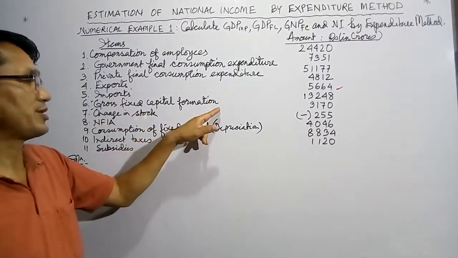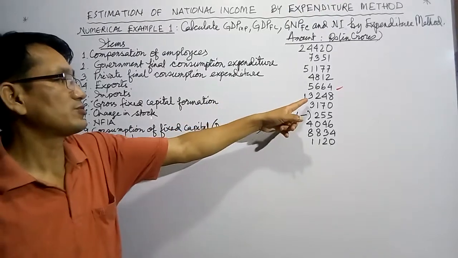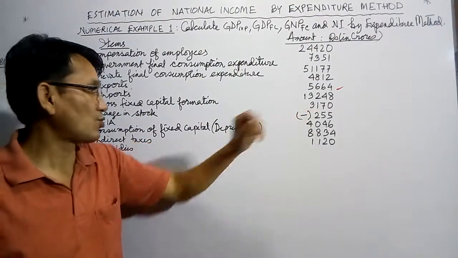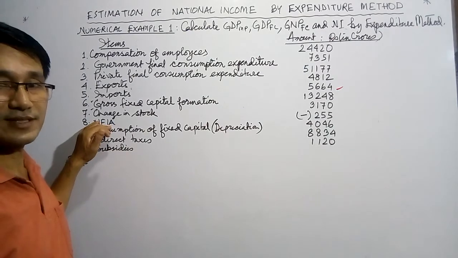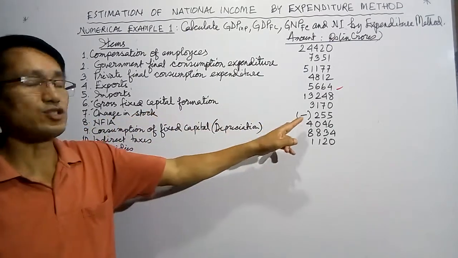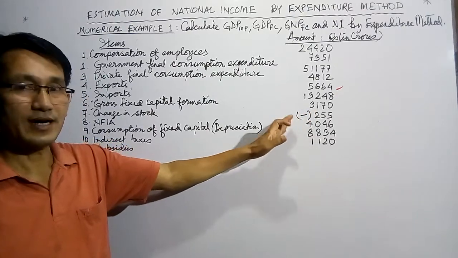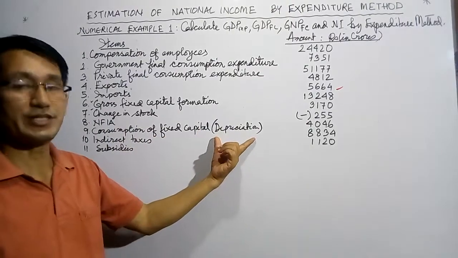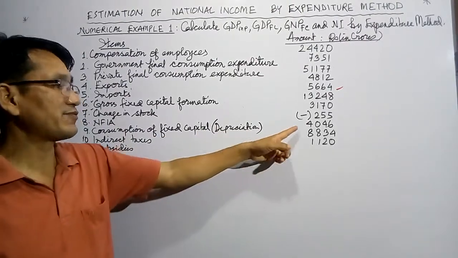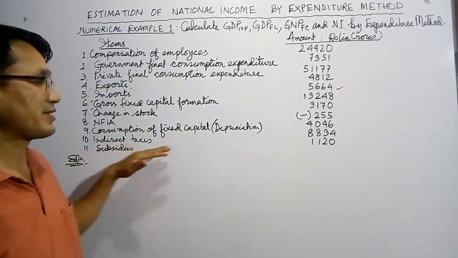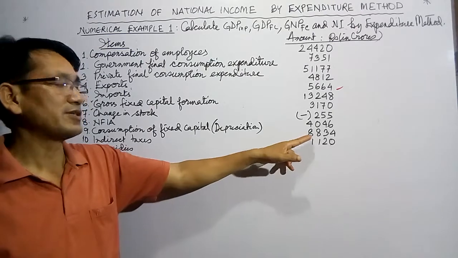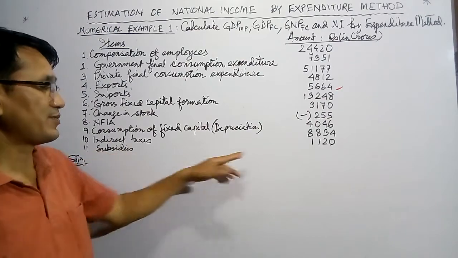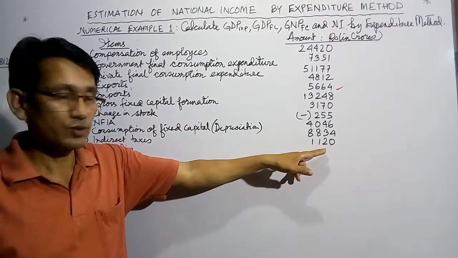Then gross fixed capital formation is given as 13,248 crores, and change in stock is 3,170 crores. Then NFIA, net factor income from abroad, is given as minus 255. It means we have an unfavorable balance of payment. Then we have consumption of fixed capital, also called depreciation, in short CFC, given as 4,046 crores. Then indirect taxes are given as 8,834 crores. Then subsidies are given as 1,120 crores. So these are the given data.